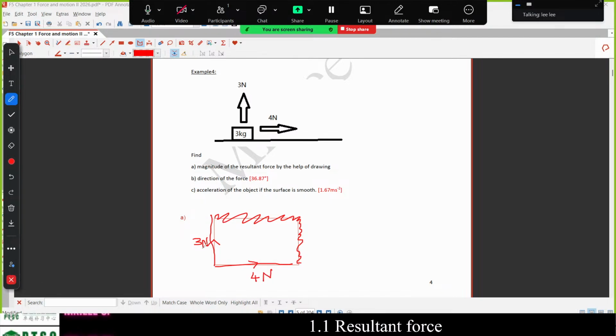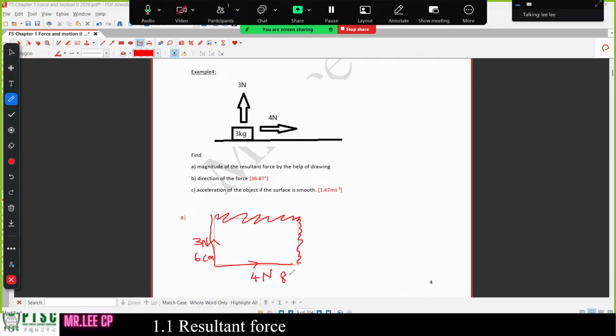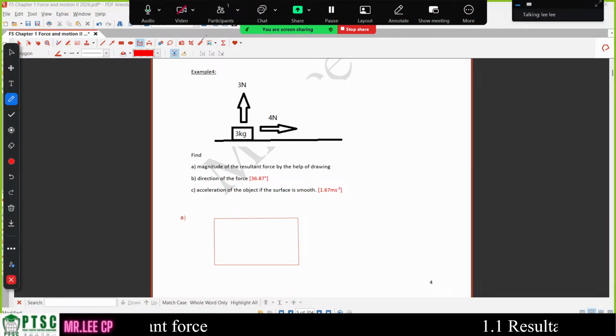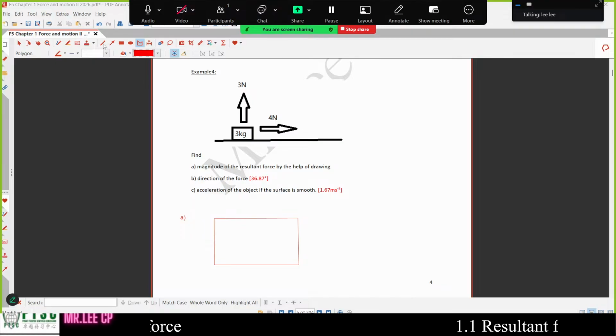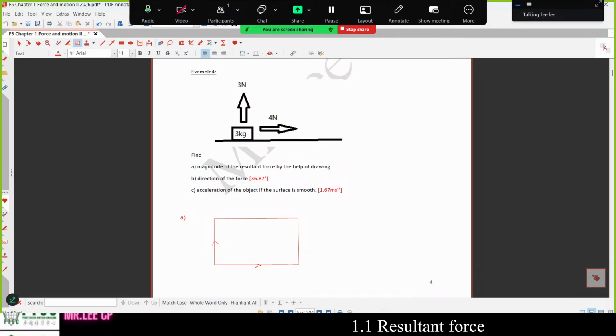So for 3 Newton, here we are going to use a number, for example, 3 cm, or a multiple of 3. 6 cm also can. If this one is 6 cm, this one is going to be 8 cm, times 2. And if this one is 3 cm, this one is 4 cm. So I'm going to use drawing here. You can see, here it is 3 cm, here it is 4 cm. So this one is 3 cm. I label it first.